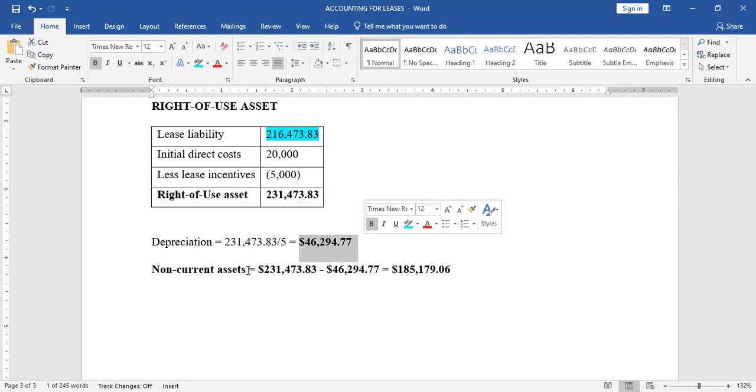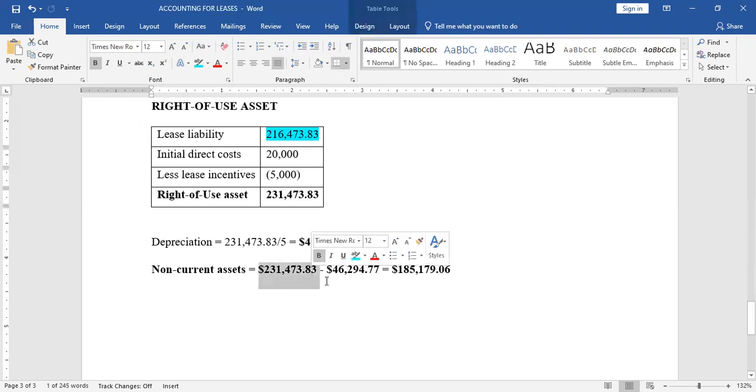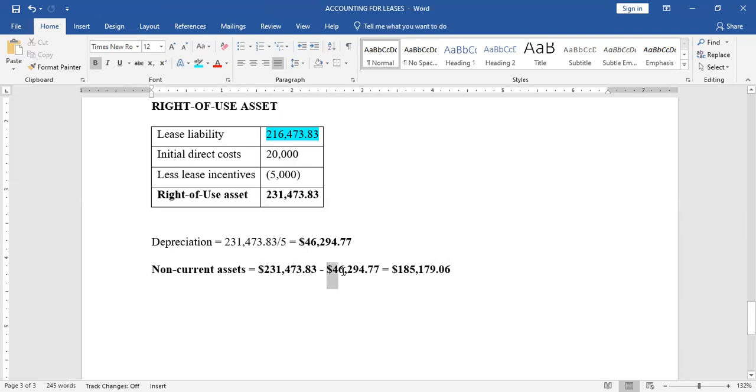And then the non-current assets, which is the total right of use asset, but this is at the beginning of the period and 1 year has passed. So we are assuming from January to December, it will have depreciated by that much, which is the depreciation per annum. And then we shall subtract 231,473.83 minus 46,294.77, which is the depreciation, to arrive at the book value of the asset, which will fall under the non-current assets with the heading right of use asset, under non-current assets, right of use asset.